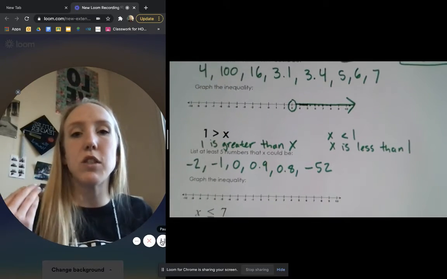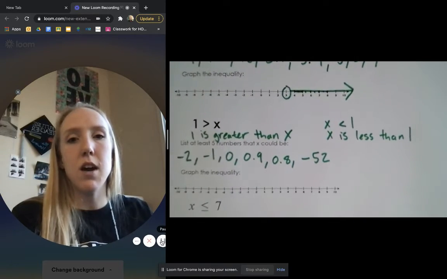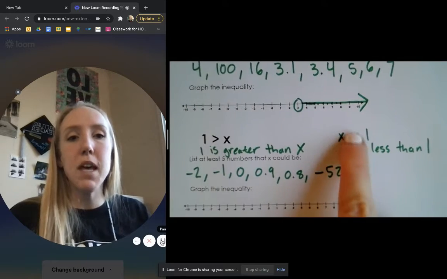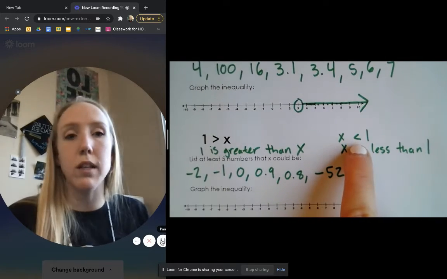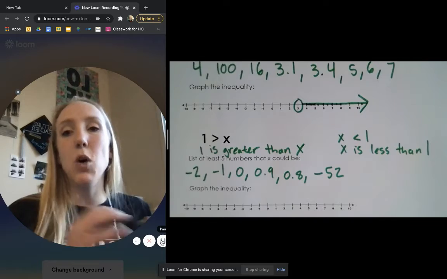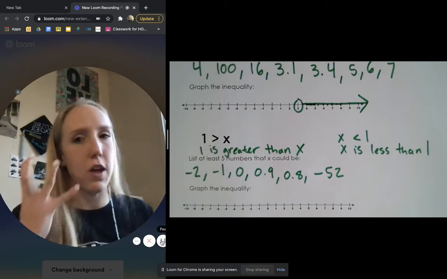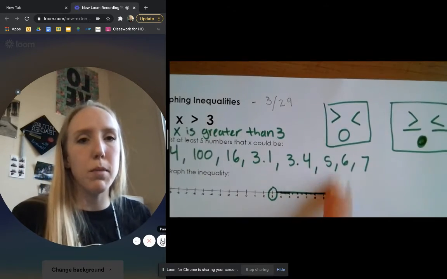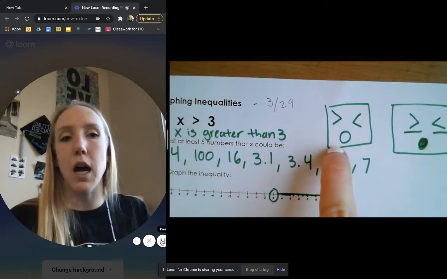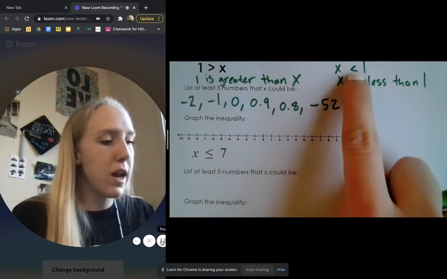Okay, but now we have to graph this. Now remember, this could not be equal. It does not say it's equal to 1 or equal to x. It's only greater than and less than each other. So I'm looking at this and I'm going to use the open dot, the open circle, and I'm going to put it at 1.